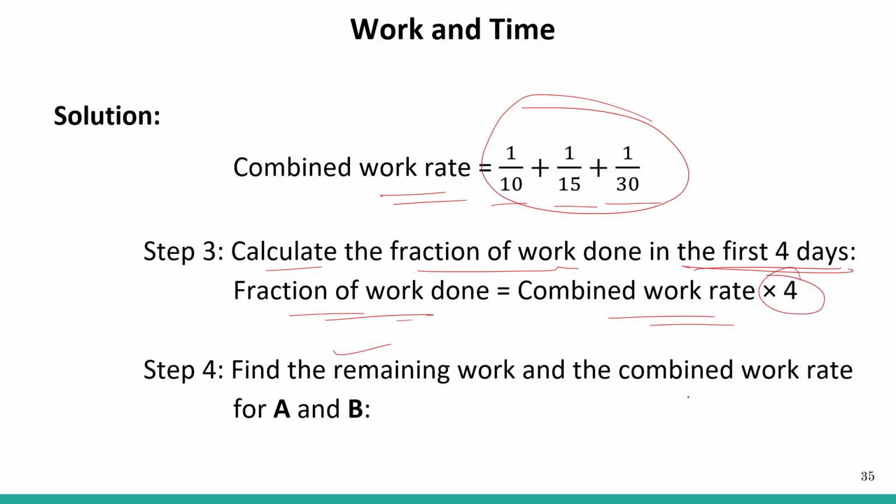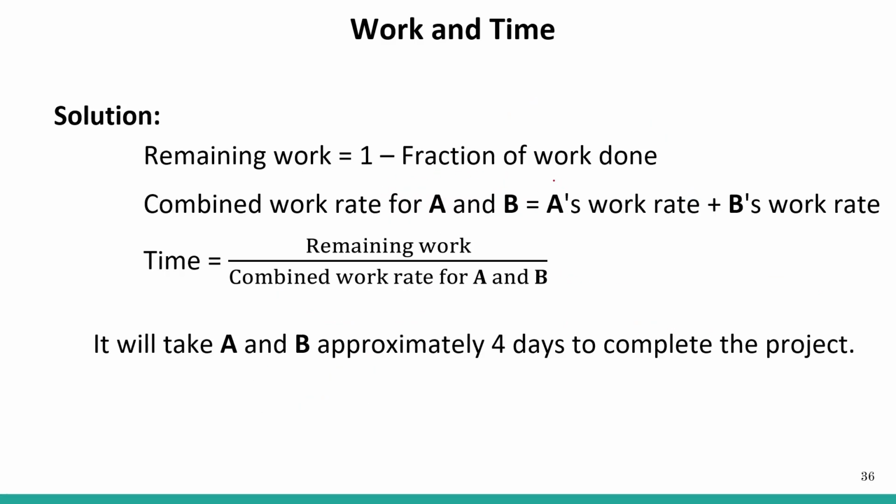Then finding the remaining work and the combined work rate of A and B. Okay, so the fraction of work done is equal to 1 by 5 into 4, which is equal to 4 by 5, right? So the remaining work is equal to 1 minus 4 by 5, which is 1 by 5. This much amount of work is remaining. So the combined work rate of A and B is equal to 1 by 10 plus 1 by 15. That became 1 by 6. Okay. So 1 by 6 is their combined work rate.